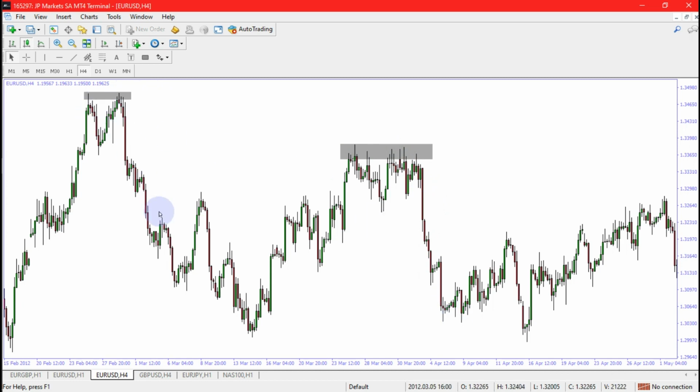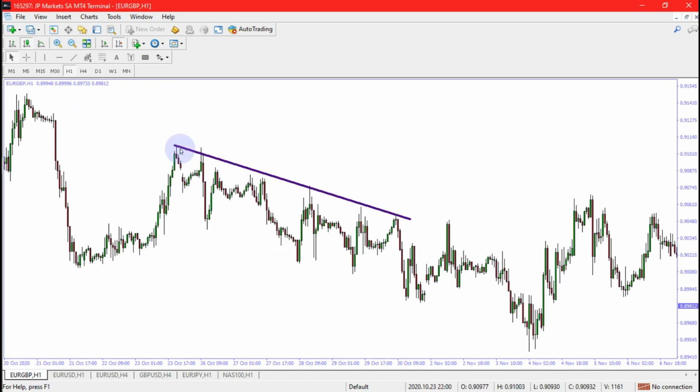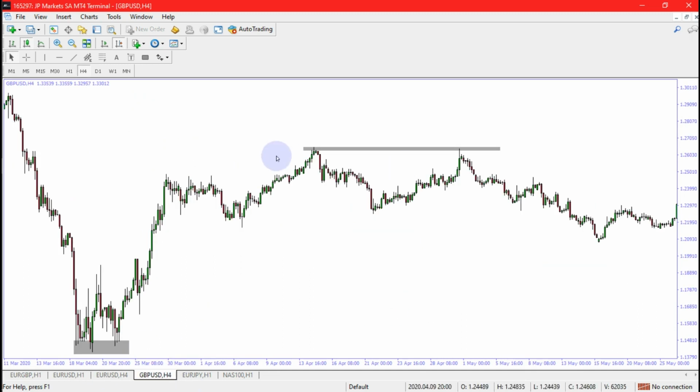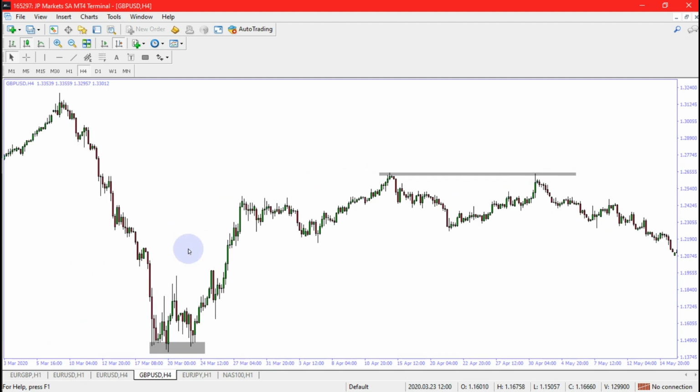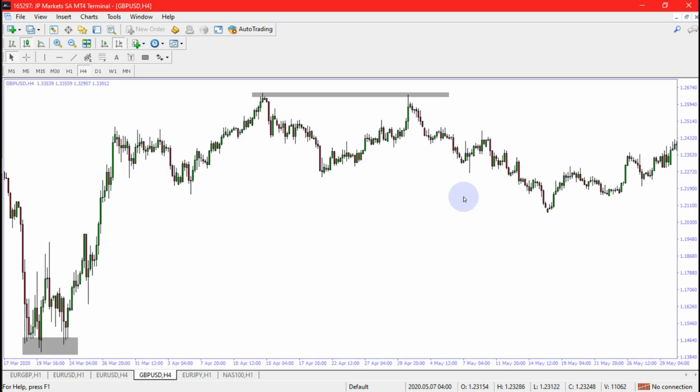Thereafter, you can see the market went where? Went deep down. From here, went deep down. From here, went deep down. Then from here, went deep up. I'm sure you've understood how to identify a high retest.